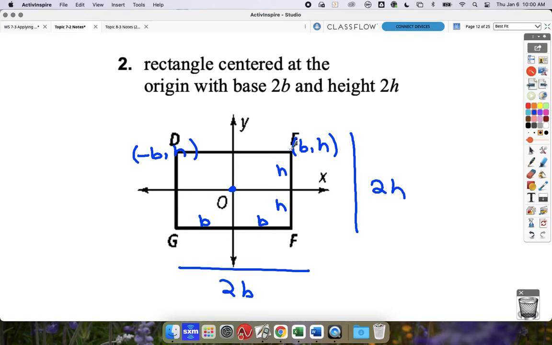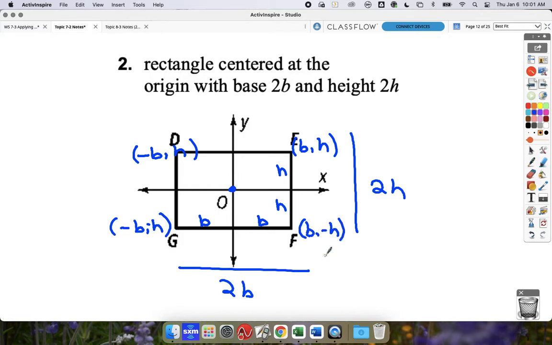Are you getting there? Okay, so because the polygon is 2B wide, there's 1B to the right side of the y-axis and there's 1B to the left side of the y-axis because it's centered there. So to get to point G, you have to go left 1B and down 1H. Negative, negative. So go over here, you have to go right 1B and down 1H.